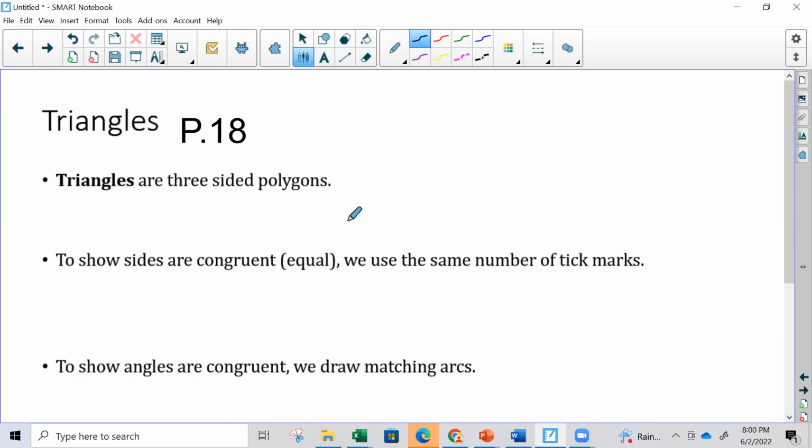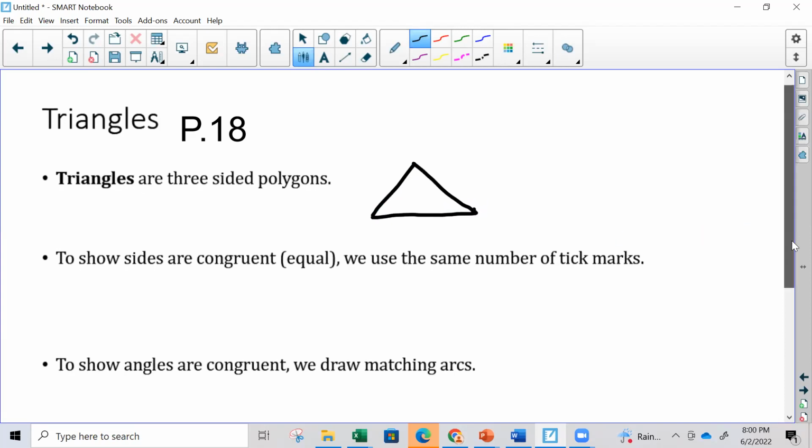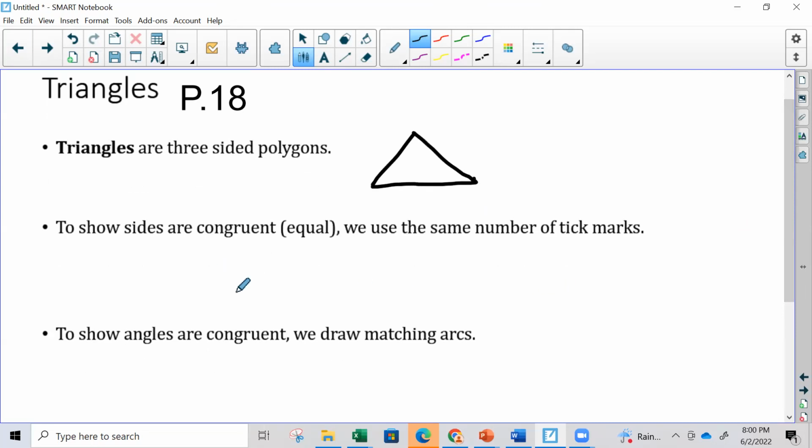So in this part of the packet, we are going to talk about triangles. So triangles are three-sided polygons. I'm sure everyone is familiar with what a triangle is. It's one of the first shapes you learn as a kid. Now, we are going to classify triangles based on sides and angles, and we have a way to show that sides are congruent or angles are congruent.